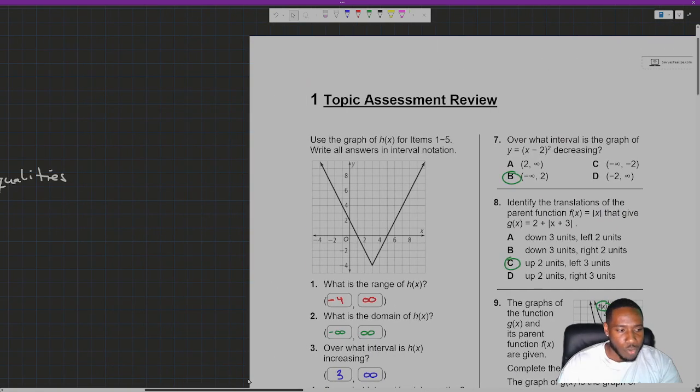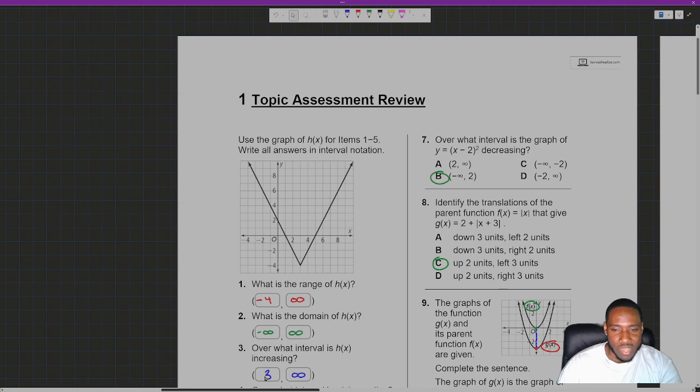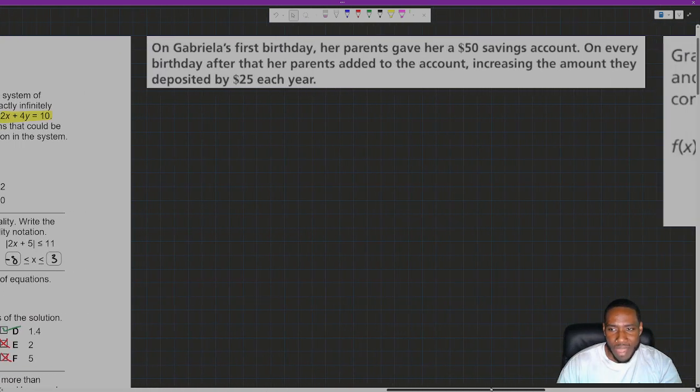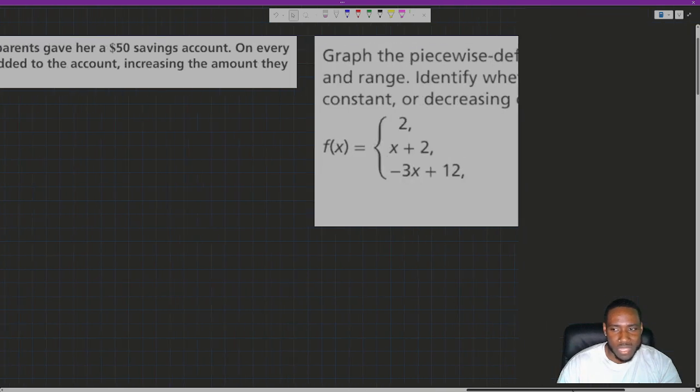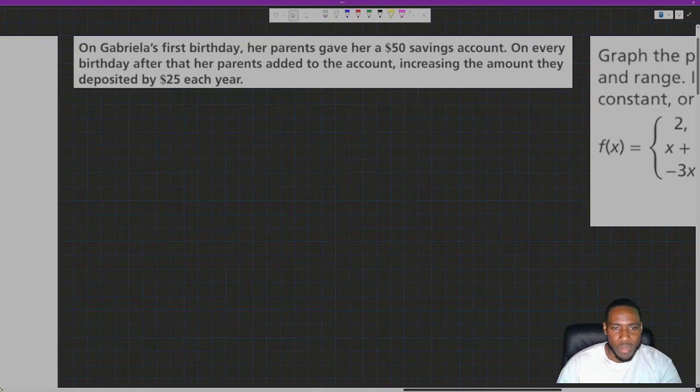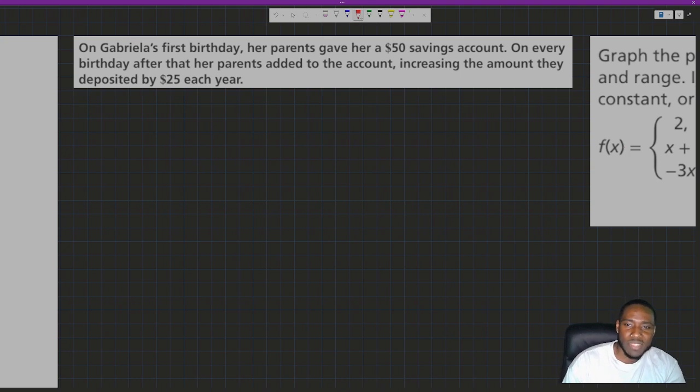Now, before I let you go, there's one other thing I want to talk about, which is a couple of questions that don't show up on here. I want to talk very briefly about arithmetic sequences and our piecewise functions. Okay? We'll do arithmetic sequences first. So it says, on Gabriella's first birthday, her parents gave her a $50 savings account. On every birthday after, her parents added to the account, increasing the amount they deposited by 25 each year.